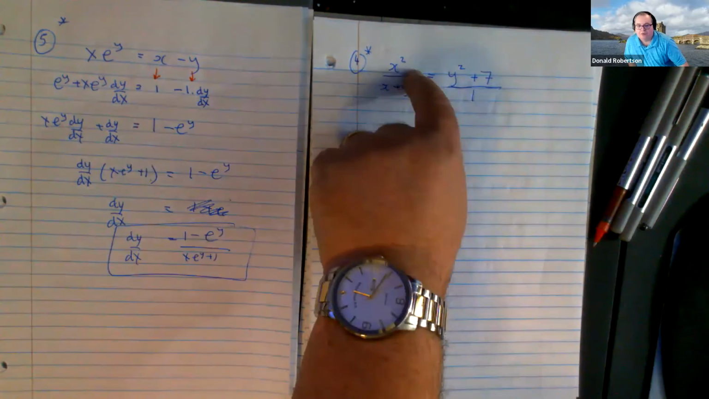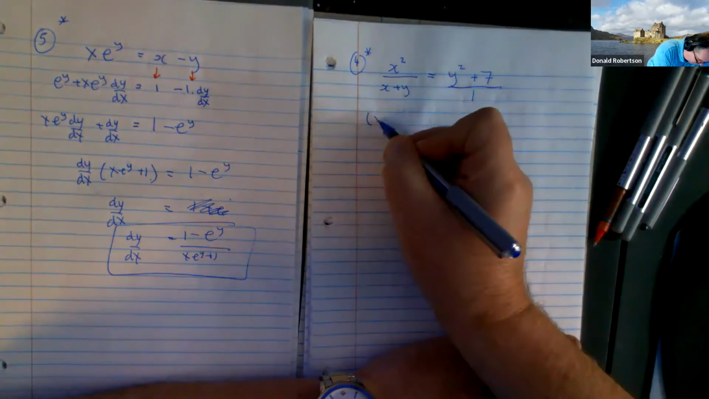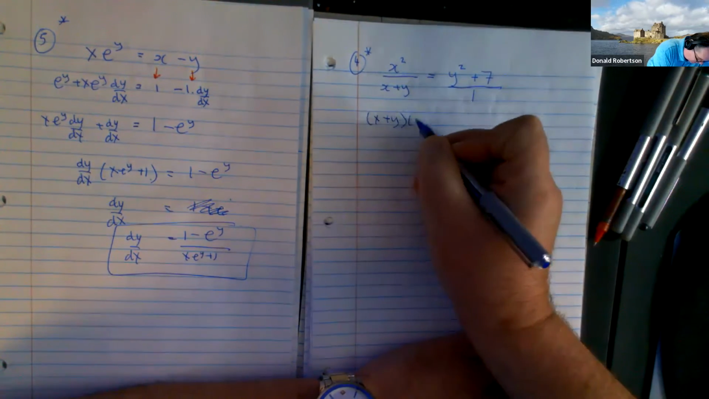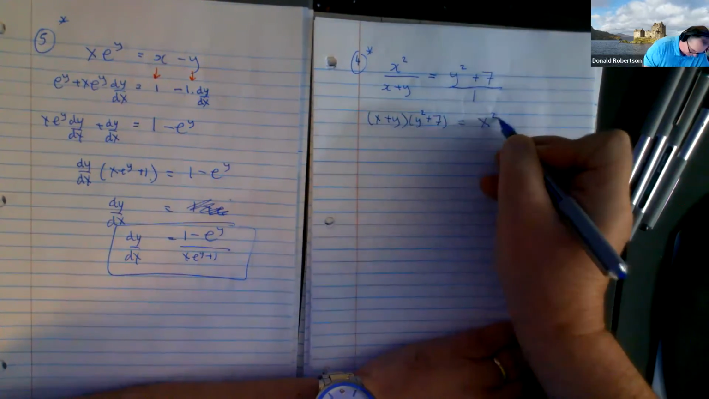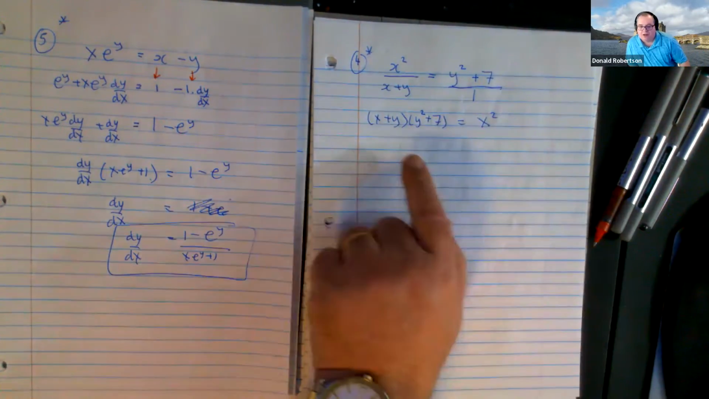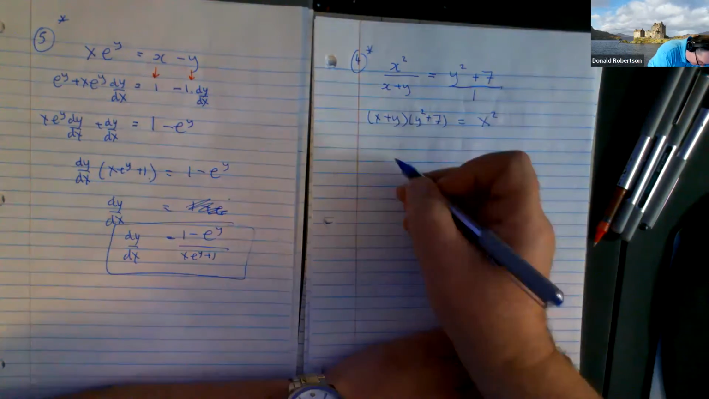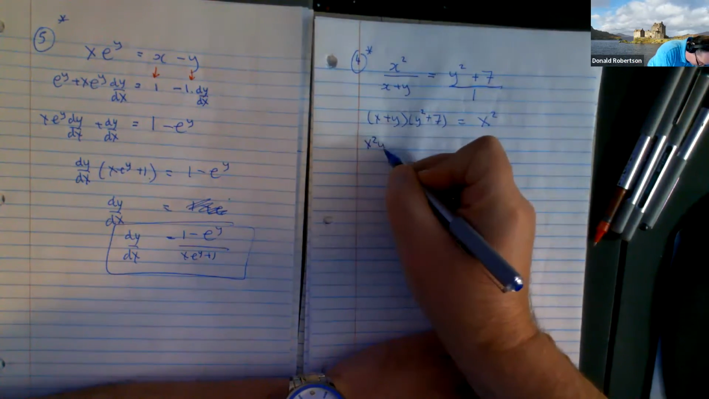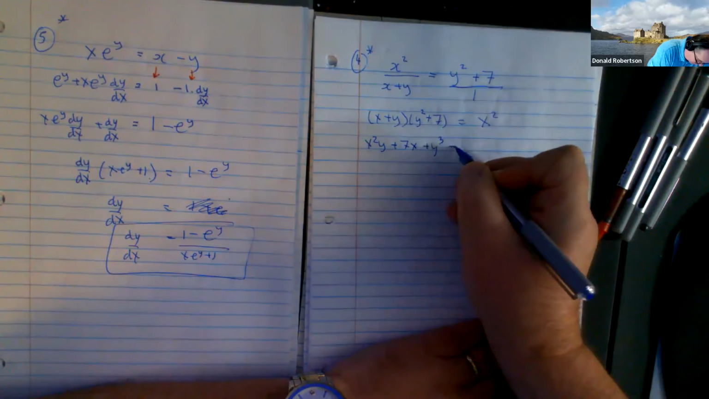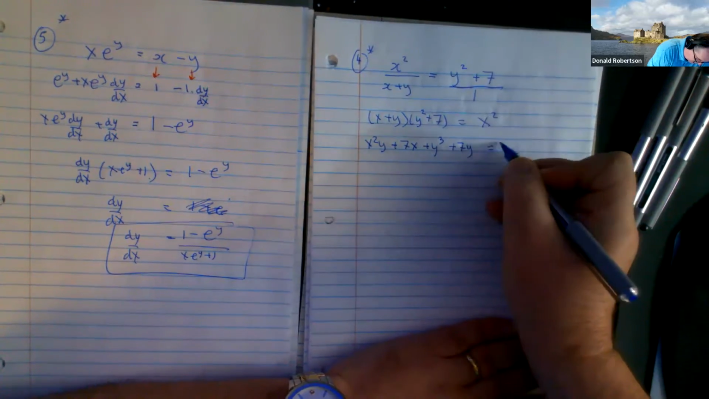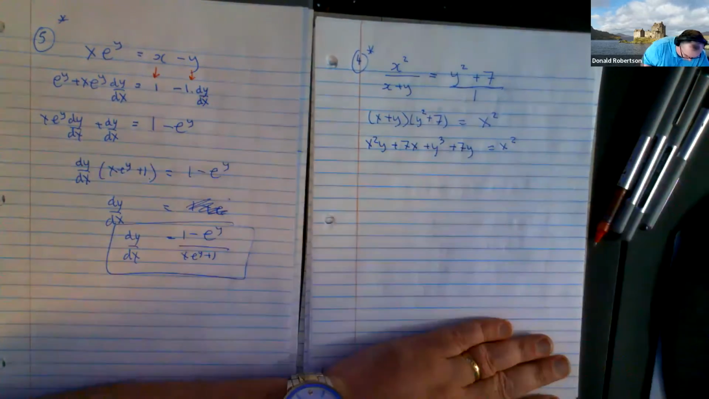And now I'm going to cross multiply. And so what I end up with is (x plus y squared) plus 7 is equal to x squared. And I'm going to take this guy and FOIL him out. And so you're going to get x squared y plus 7x plus y cubed plus 7y equals x squared. And just in case anything combines, no, I don't.